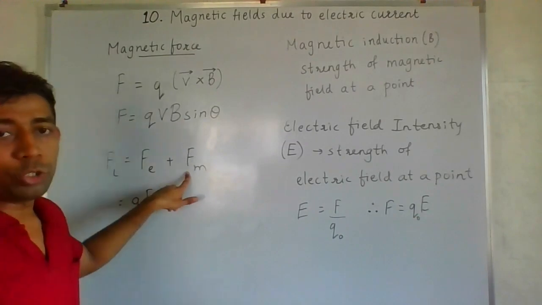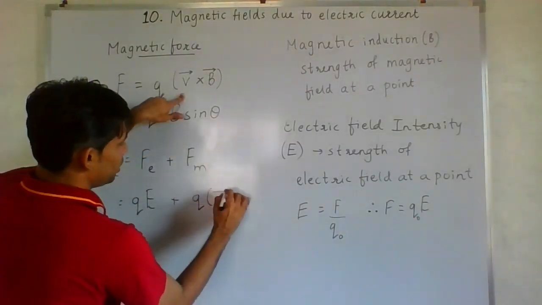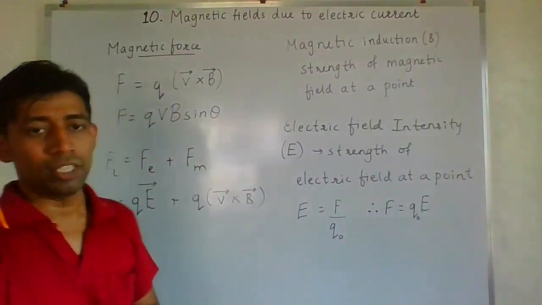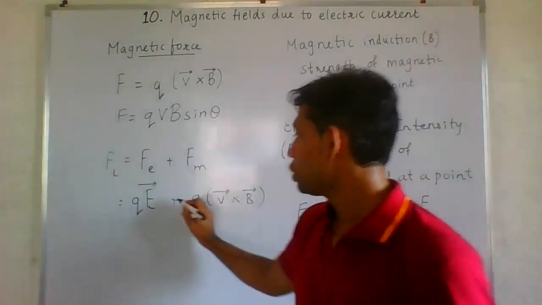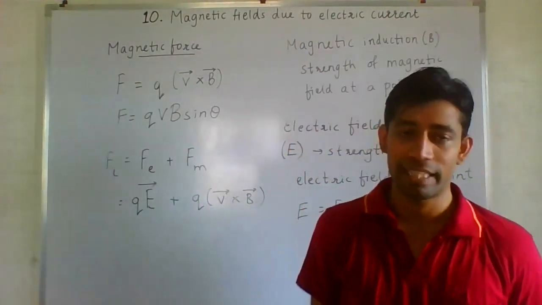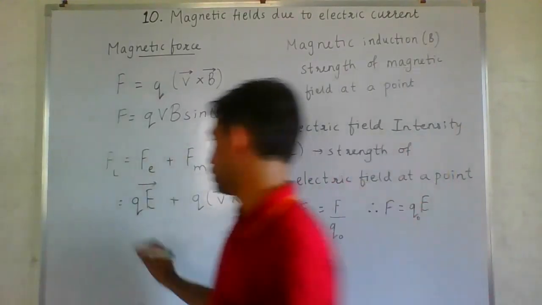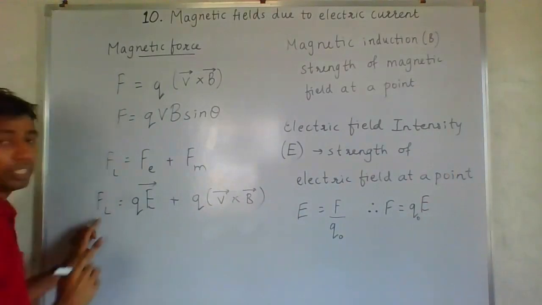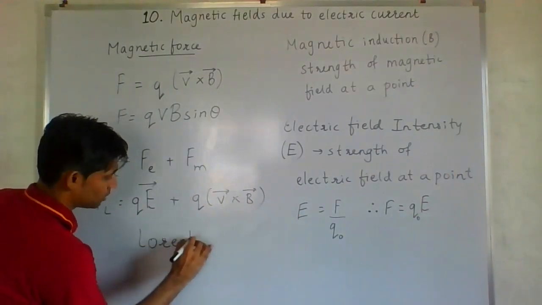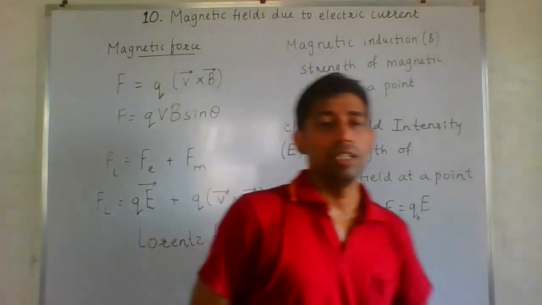And force due to magnetic field, what will be the formula? q V cross B. This is also a vector. So this is how we get the total force acting due to electric field intensity as well as magnetic field intensity. And this is what we will be calling the Lorentz force, F_L. So I told you, what is L? L is nothing but Lorentz force. Got this?